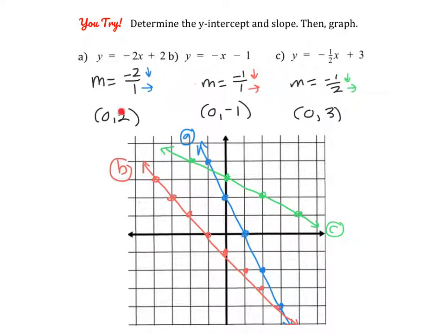Okay, go ahead and check your answers here. For part A, our y-intercept is 0, 2, and our slope is negative 2 over 1. For part B, our y-intercept is at 0, negative 1, and our slope is negative 1 over 1. And for part C, our y-intercept is at 0, 3, and our slope is negative 1 over 2.